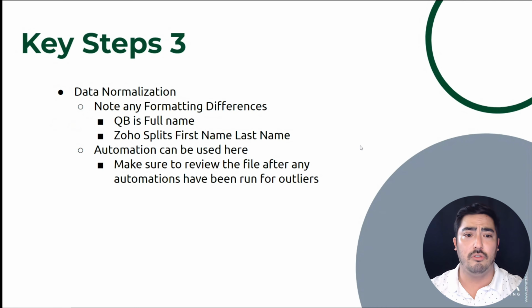There are some automations you can use here to normalize the data, but you'll just want to make sure that you review the file after any automations have been run for any outliers. There may be some names that have three parts instead of just two. So you want to make sure that you clean those up by hand.